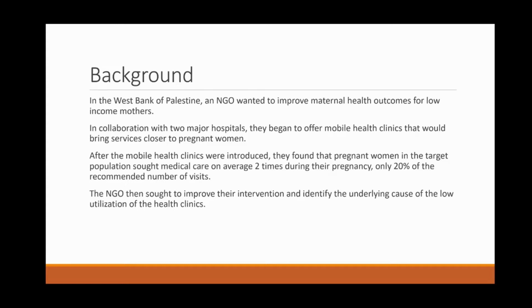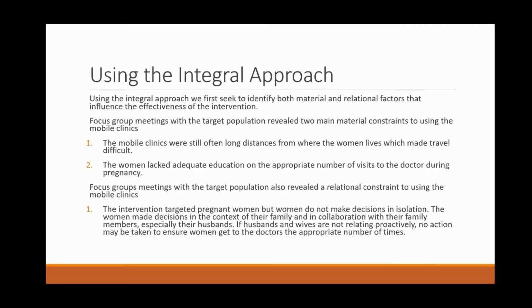The NGO then sought to improve their intervention and identify the underlying cause of the low utilization of the health clinics. Now, using the integral approach, we first seek to identify both material and relational factors that influence the effectiveness of the intervention. And so, representatives of the research team conducted focus group meetings with the target population, as well as analyzed survey data to try to identify the causes of this low utilization of the health clinics.